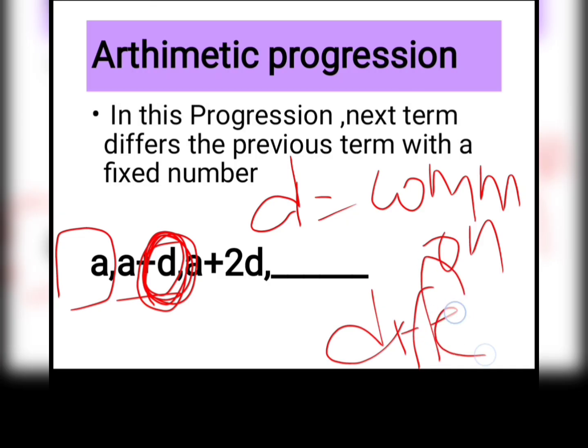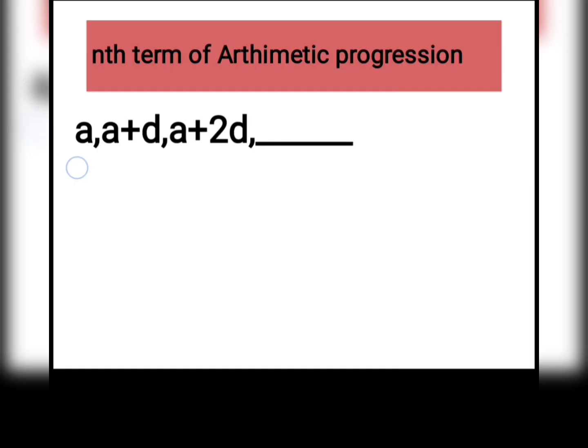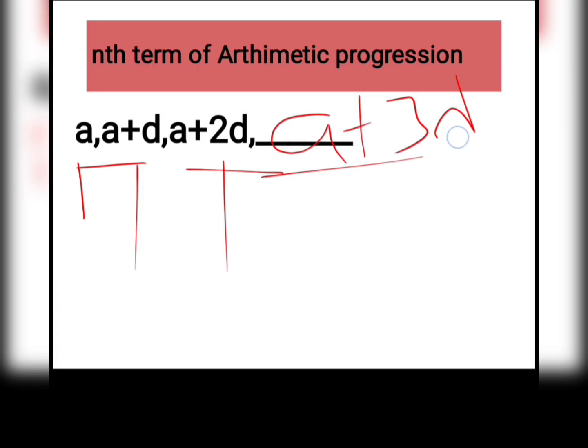Then what about a? a is the first term. We call a the first term and d the common difference. Like this, if you want to find the 10th term, what will it be? The first term is a, the second term is a plus d, the third term is a plus 2d, the fourth term is a plus 3d, the fifth term is a plus 4d, the sixth term is a plus 5d, the seventh term is a plus 6d, the eighth term is a plus 7d. Like that it goes on.